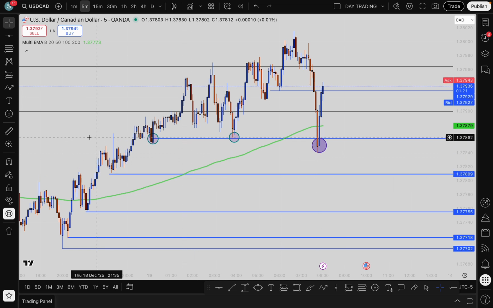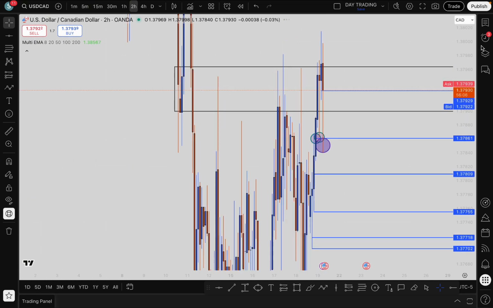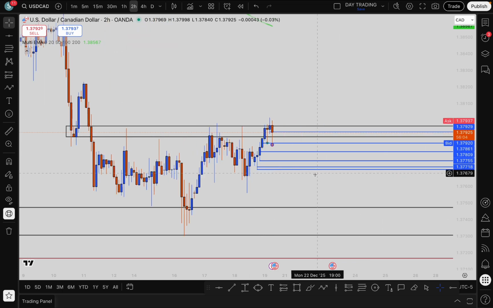And as you can see right here, we had some support right here, so there's stop losses right here. Liquidity just came and grabbed it, and look at the aggressive move from the bulls. So we're just gonna see what it wants to do.